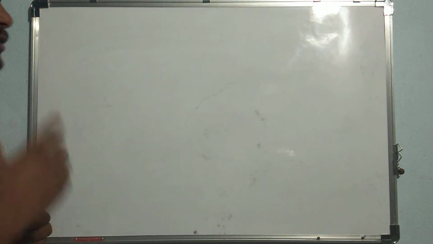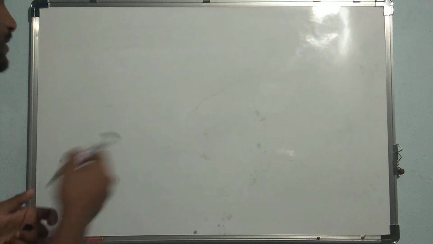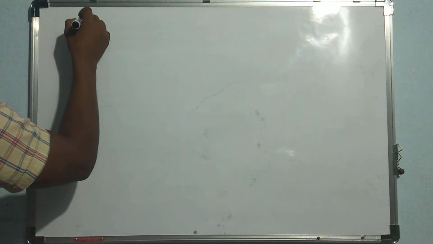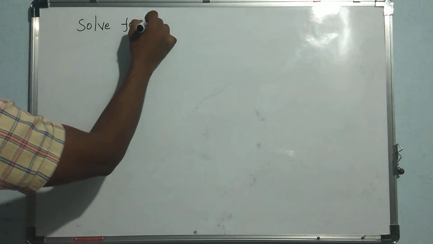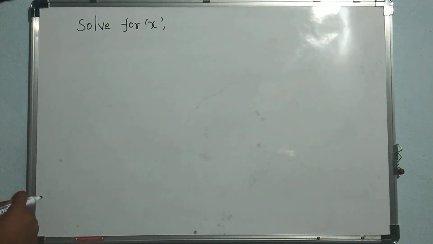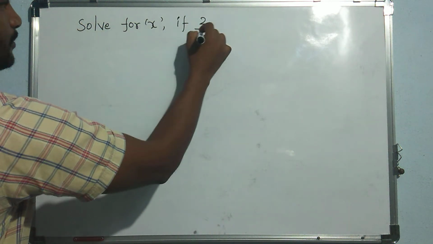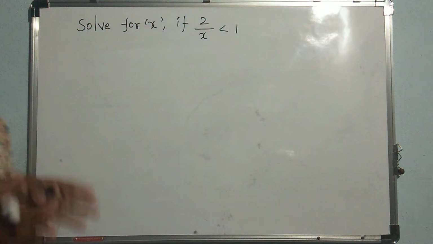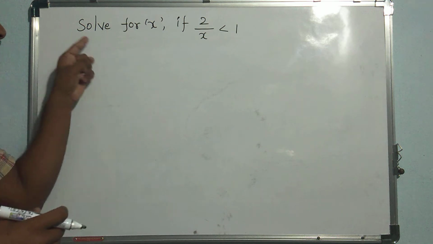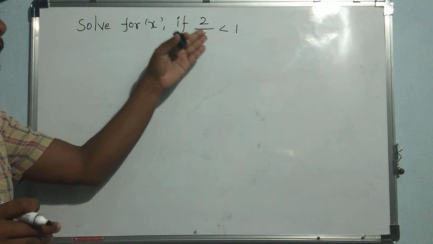And today I am going to explain a simple topic, linear inequalities. I am taking a point here, that is: solve for x if 2 by x is less than 1. See, a very simple question I have taken. Solve for x if 2 by x is less than 1. So many of them have known about this.